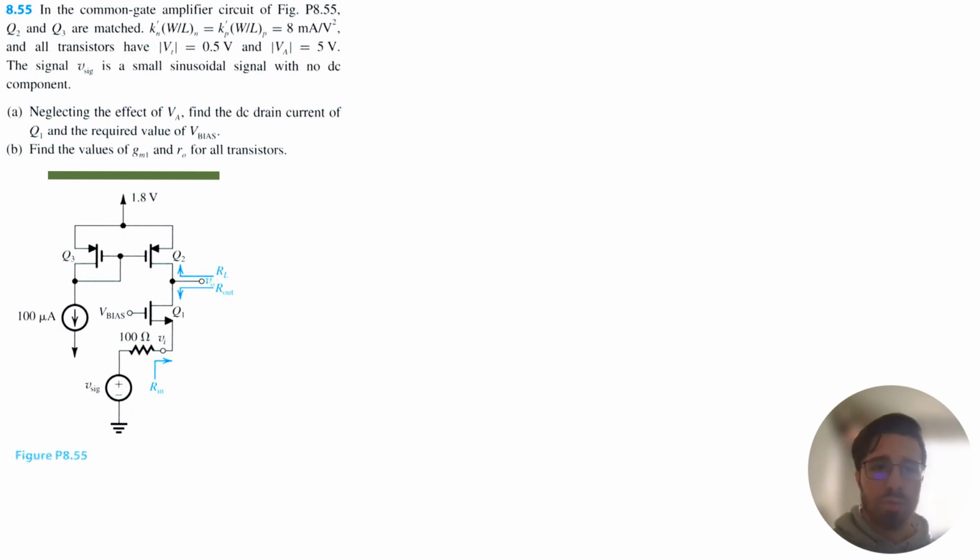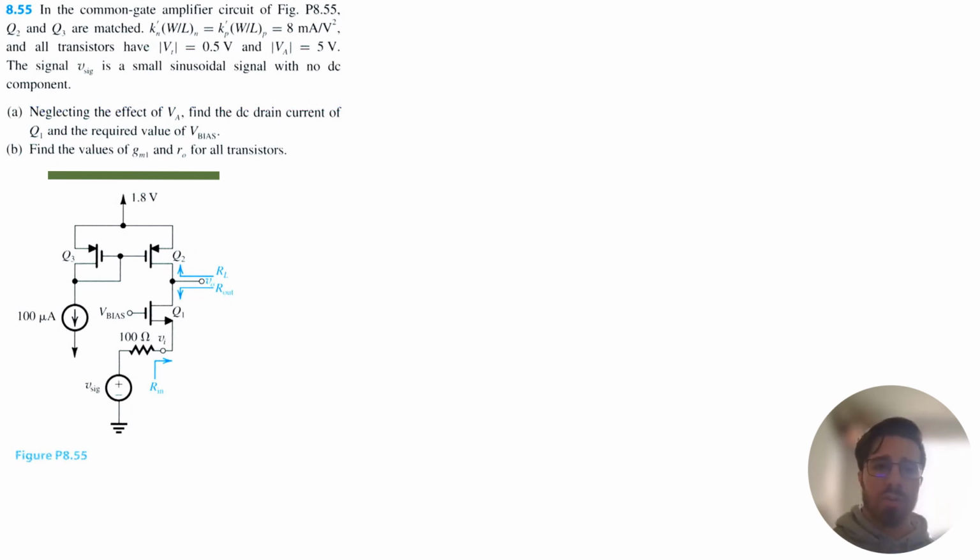We're told that Q2 and Q3 are matched, and Kn prime W over L is also equal to Kp prime W over L, and that is 8 milliamp per volt squared. We also know that all transistors have the same threshold voltage and Early voltage. Lastly, we're told that the signal Vsig is a small sinusoidal signal with no DC component.